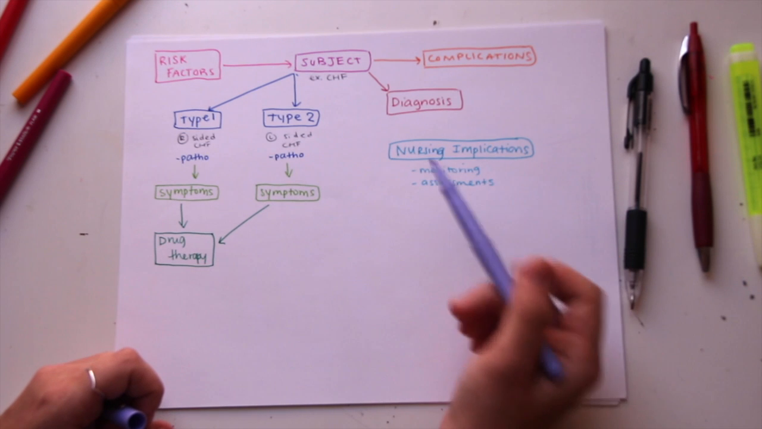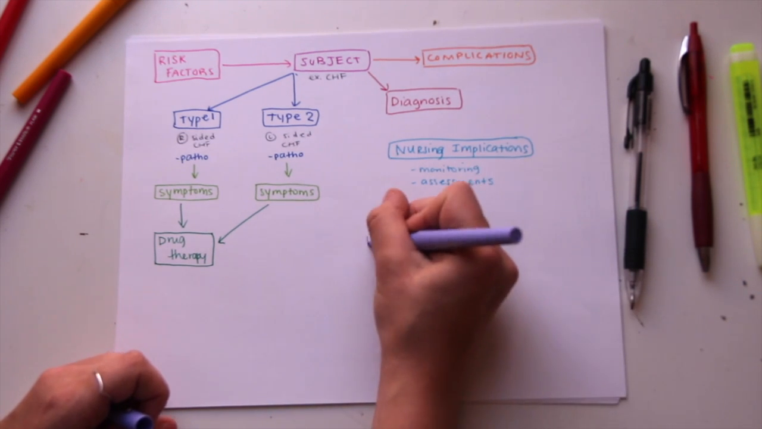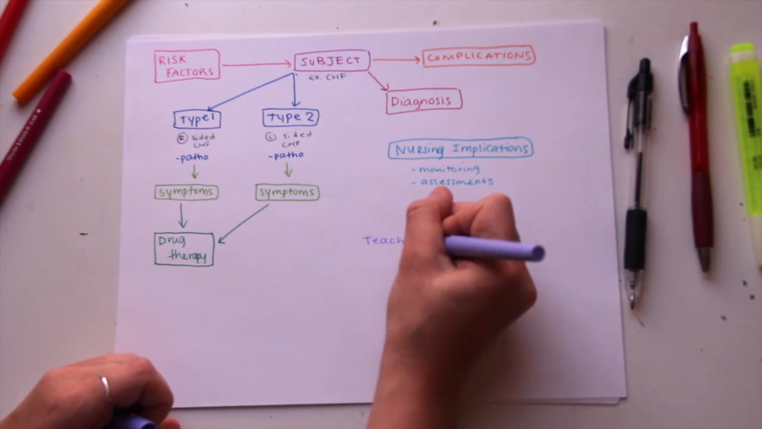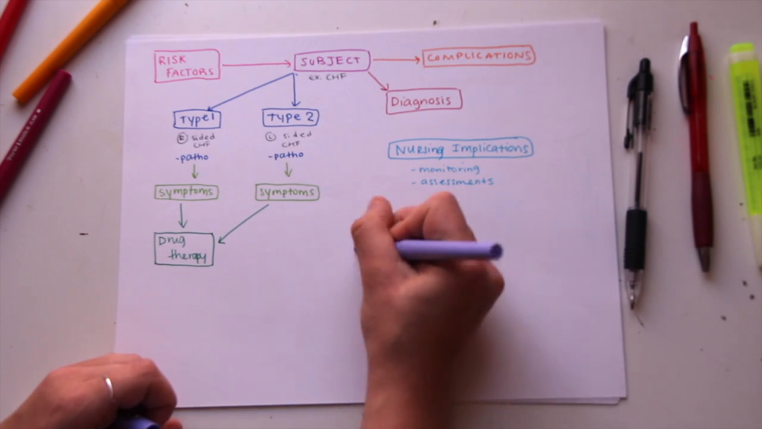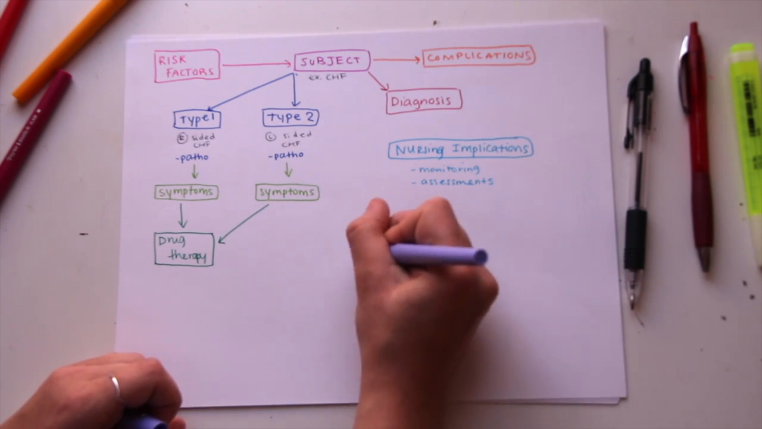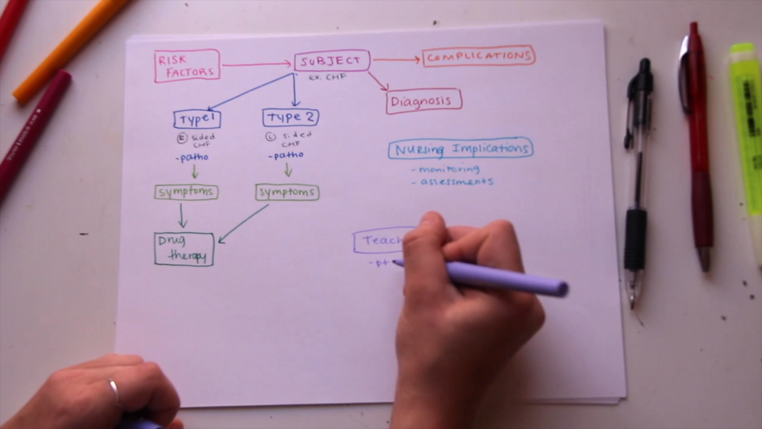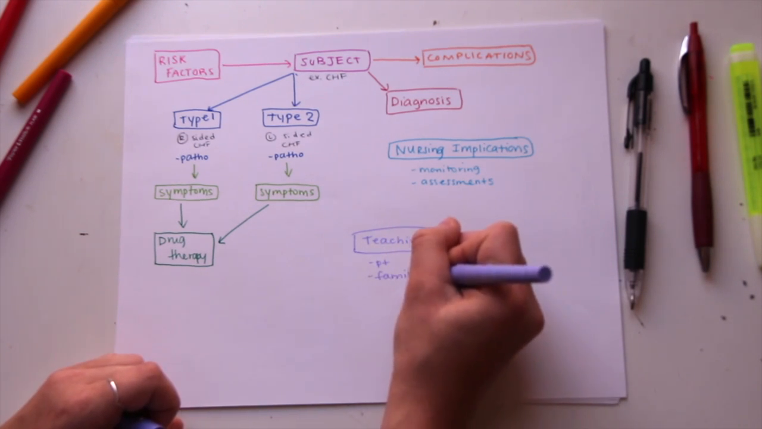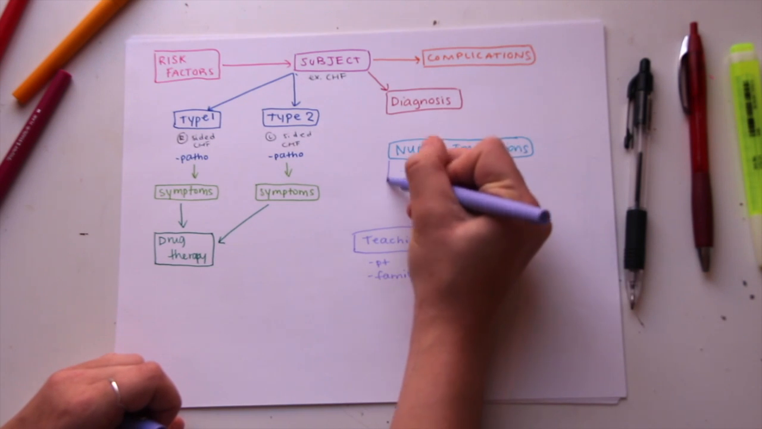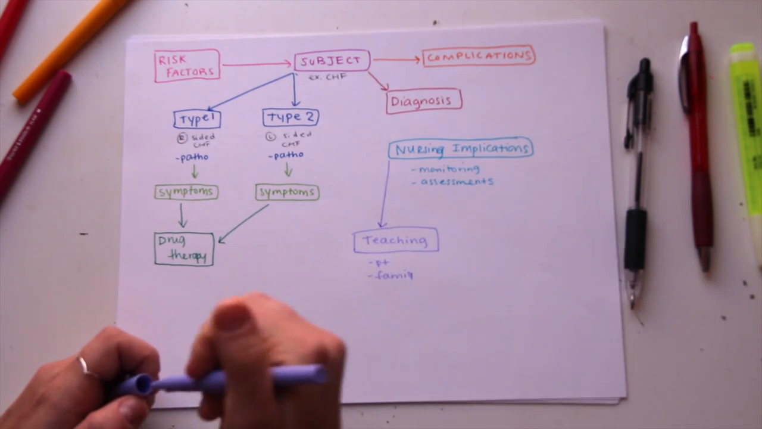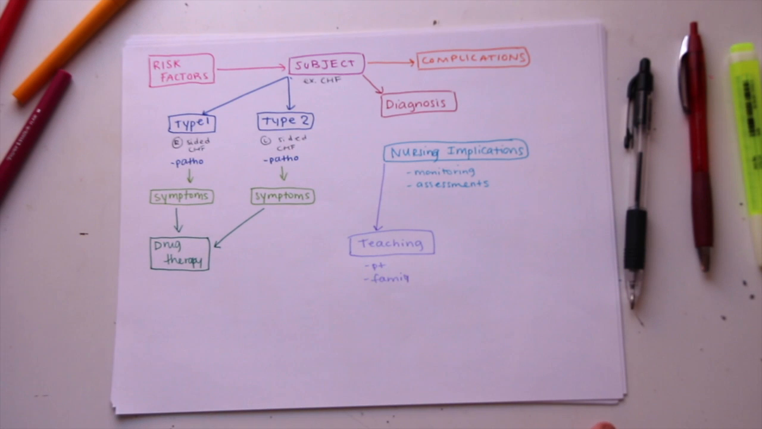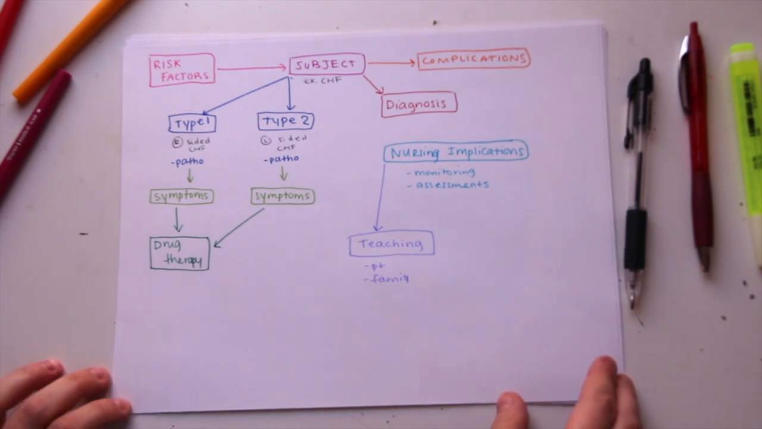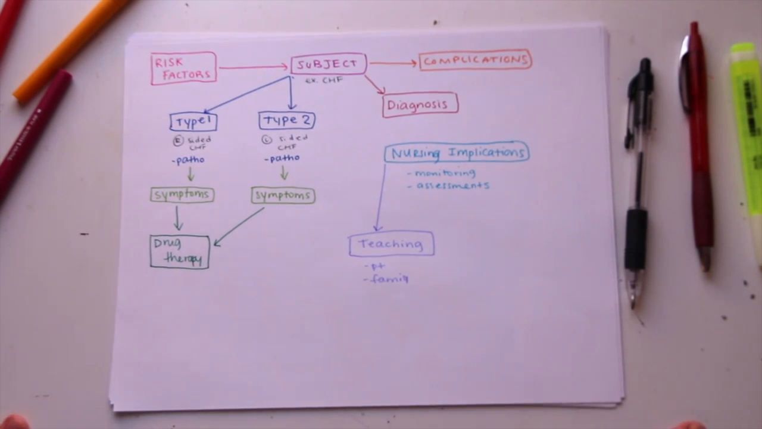Now teaching I could add to the nursing implications, but usually if there's a lot of teaching involved, I'll make it its own category. So teaching, and then I have one section on teaching for the patient, and then one section on teaching for the family. And then teaching goes from nursing implications. So this is the very, very basic skeleton of my concept maps.